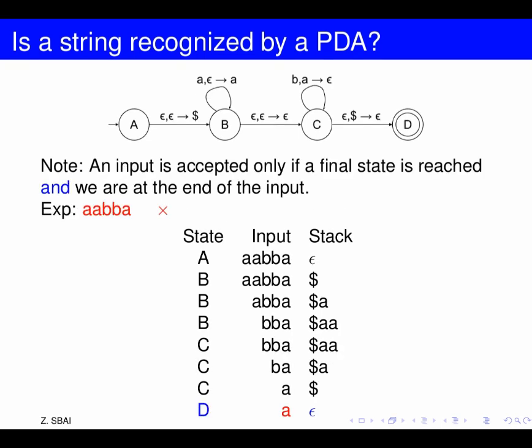Let's take a final example here to insist on the fact that an input is accepted only if a final state is reached and we are at the end of the input. So for this example, AA, if we trace the content of the state, the input and the stack, we'll find at the last stage here that we have reached the accept state D. In the input, we still have a symbol that is not read and the stack is empty. In this case, we will not accept this input.